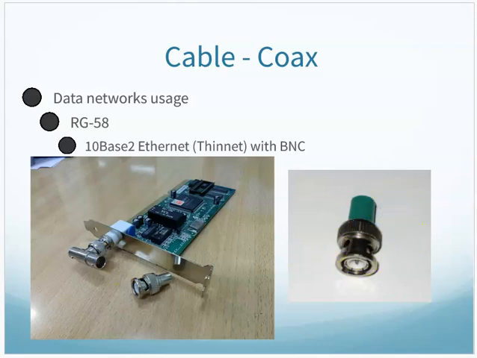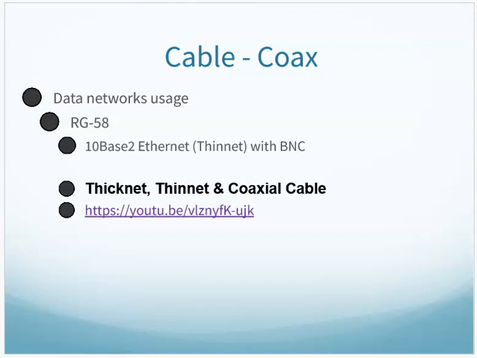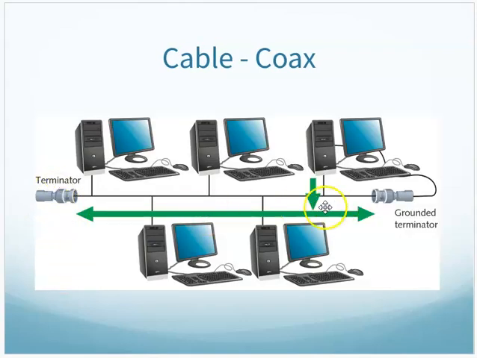The end of the line would get these terminators installed, so it absorbed the signal and not bounce back into the network. And again, this is your bus topology. There's the terminator on the end of the line, grabbing hold of that signal and getting rid of it, deadening it so it would not bounce back into the network.